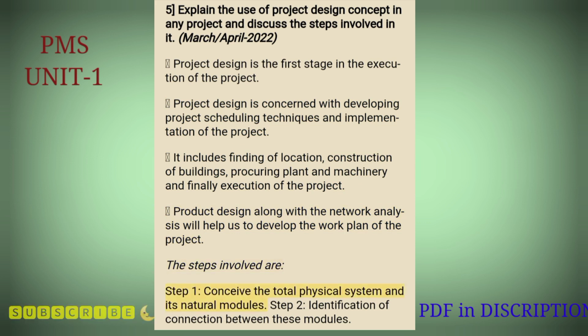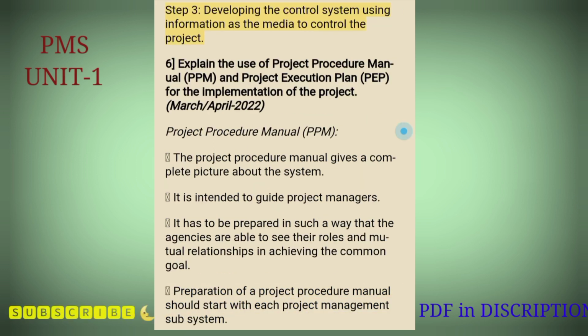The steps involved are: Step 1. Conceive the total physical system and its natural modules. Step 2. Identification of connection between these modules. Step 3. Developing the control system using information as the media to control the project. 6. Explain the use of Project Procedure Manual, PPM, and Project Execution Plan, PEP, for the implementation of the project.